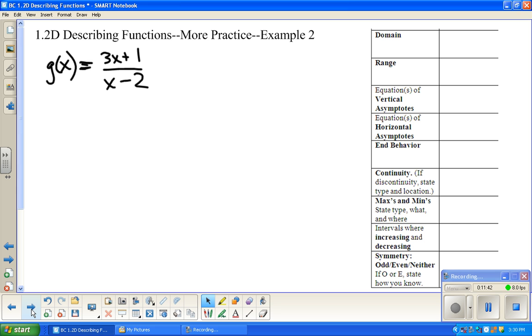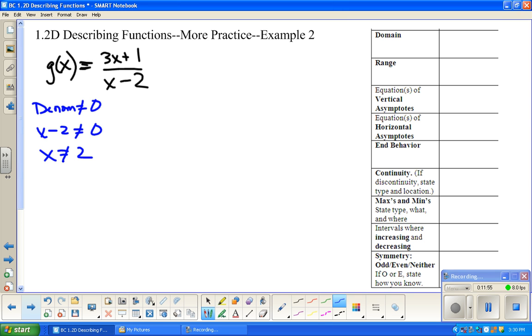Feel free to rewind, pause, whatever. Okay. All right, domain. Denominators cannot equal 0. So x minus 2 cannot equal 0. So x must not be able to equal 2.